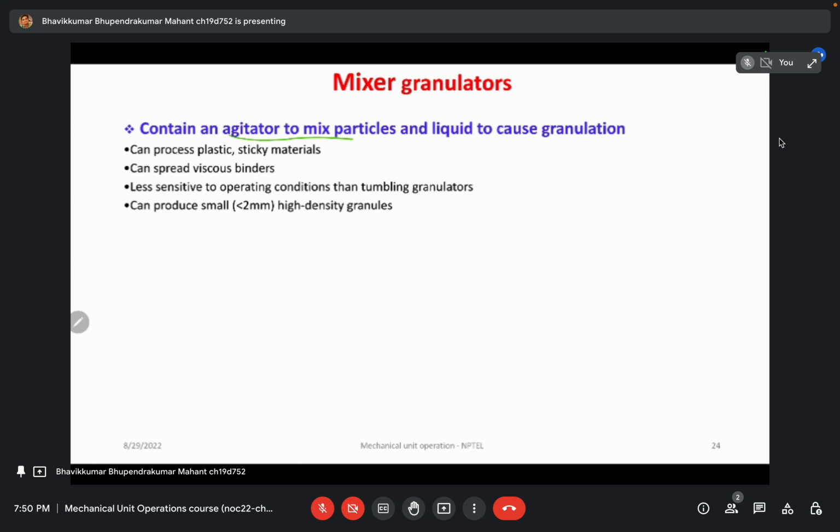It contains the agitator, which can mix particles in liquid. So it can process plastic or sticky material, because some hard materials can be used here. If we have a viscous binder, then we can go for a mixer granulator, which can raise sensitivity to operating conditions with regulators. The operating conditions can be controlled to adjust the mixing properties of mixer granulators. It produces small, high density granules.